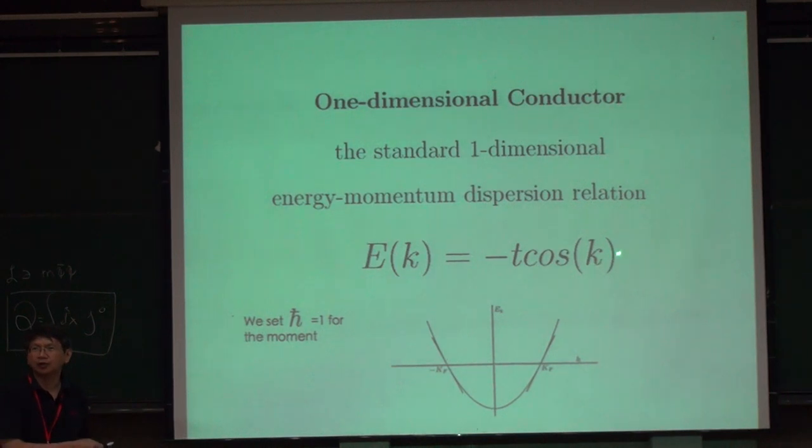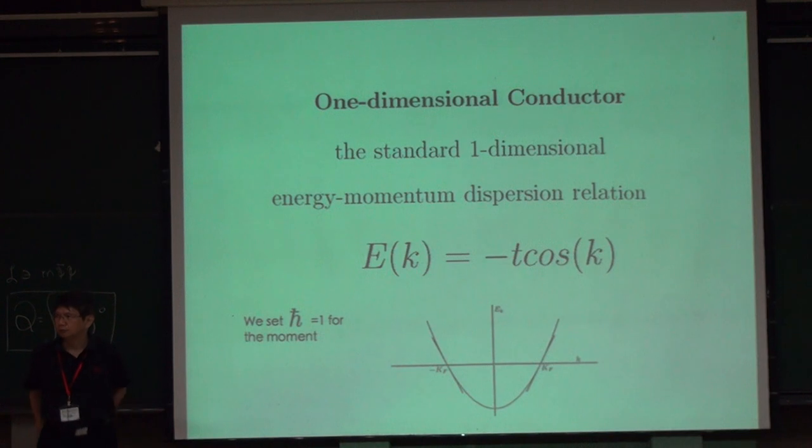I'm sorry, I will not go back to deriving this explicitly. I suppose that you have learned this in an elementary quantum mechanics class, or for example in Feynman lectures, volume 3, somewhere, when he talked about the one-dimensional lattice, and he derived from the Schrodinger equation the relation between energy and momentum k. Remember, I set h bar equals 1 for the moment. I will put h bar back into all the formulas at the end. This is just for simplicity.